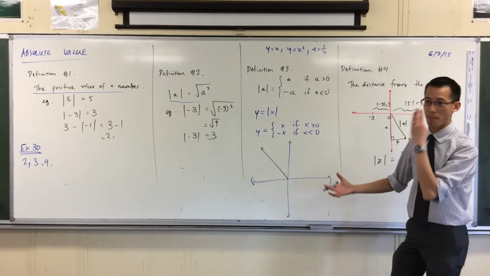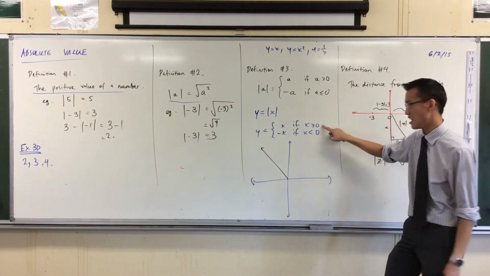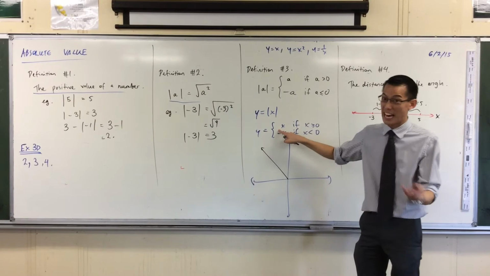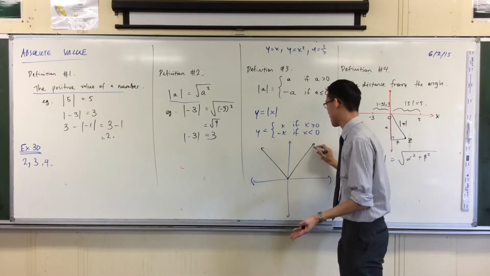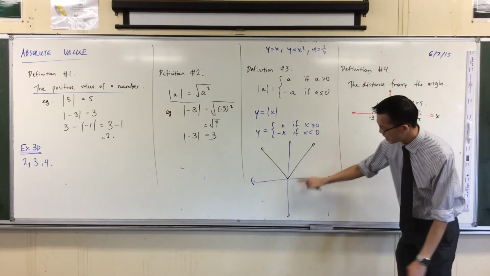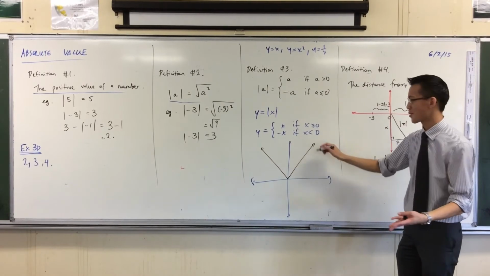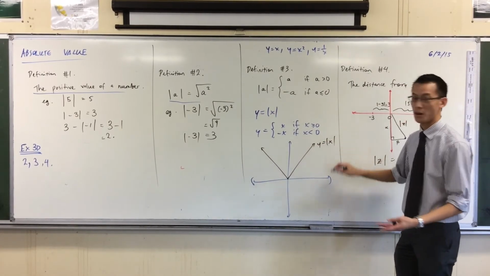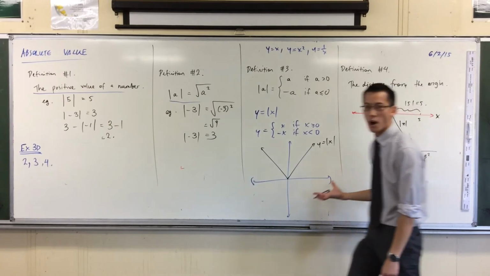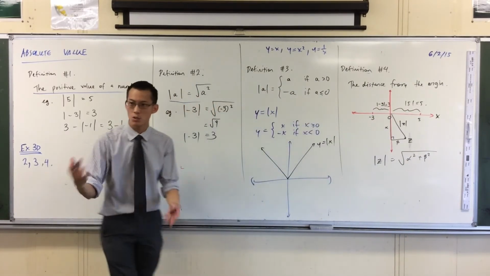For the rest of the domain, when x is positive or equal to 0, it looks like y equals x. And I know what that looks like too. It looks like that. So this bouncy looking character is y equals the absolute value of x. Right? And you can see how obviously it matches up to all the definitions you already know.